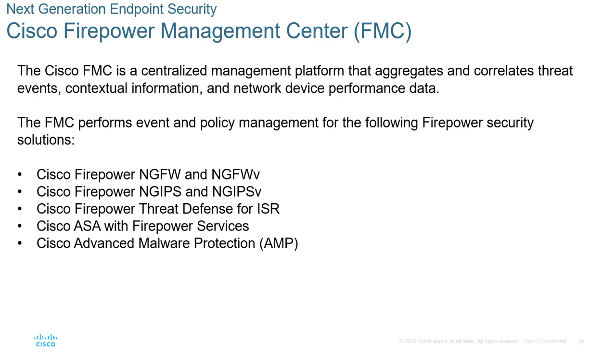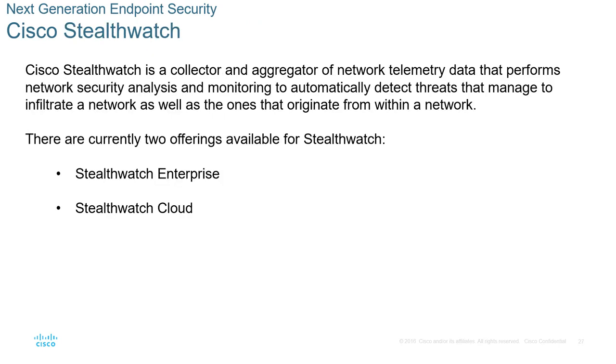When we talked about AMP, we brought up the concept of Stealthwatch. Stealthwatch has two main offerings, enterprise or cloud. Those are the big two offerings now. Stealthwatch is a collector that also aggregates network telemetry data and performs network security analysis and monitoring. Basically, all of this is brought together to automatically detect threats. It's an analyzer used to automate some of these protections so that the monitoring automatically will detect threats and notify someone based off of predefined criteria, whether it be taking actions based off of Talos or an administrator's flow.